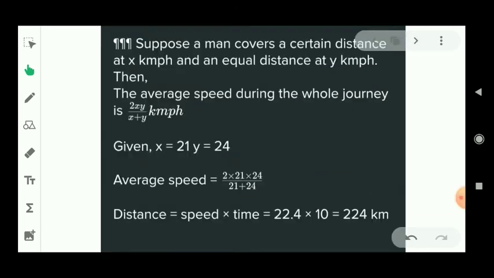Let's see the solution. For this solution, students, we have to use the formula. The formula of the average speed during the whole journey will be 2xy upon x plus y kilometer per hour. The x is given 21 and y is given 24. That means what will be the average speed? Average speed will be 2 multiplied by 21 multiplied by 24, upon x plus y, that means 21 plus 24. And after solving, its value will be 224 kilometer.